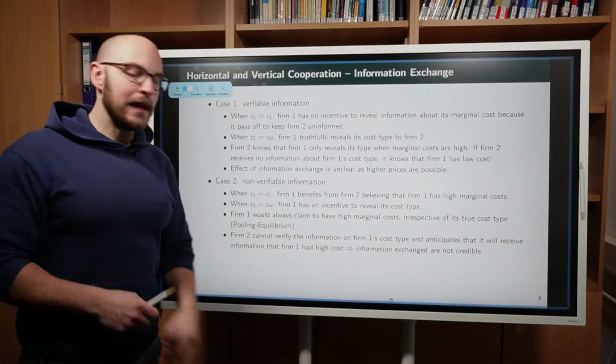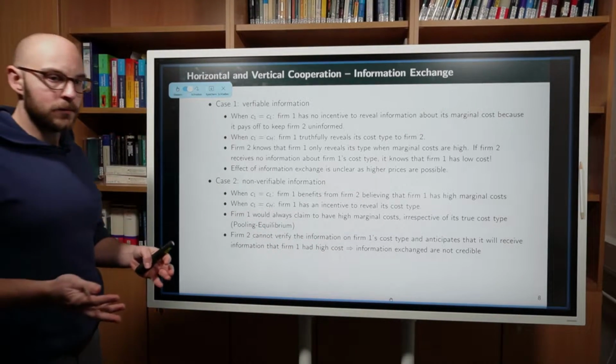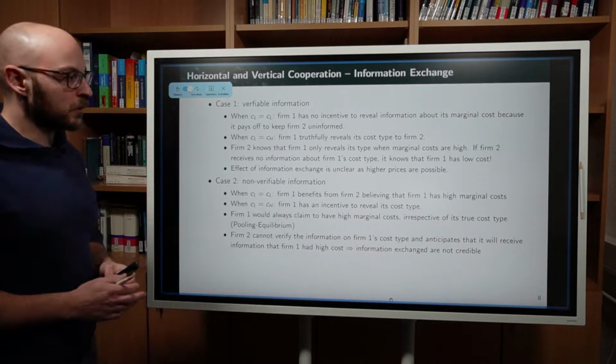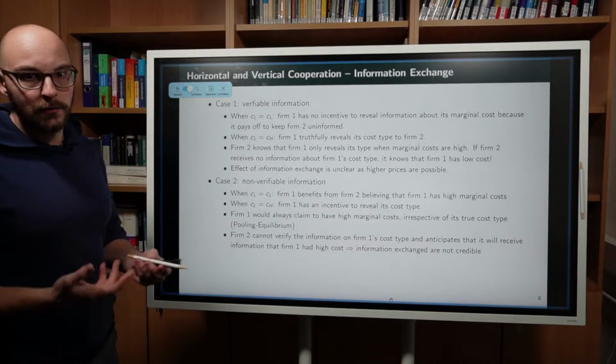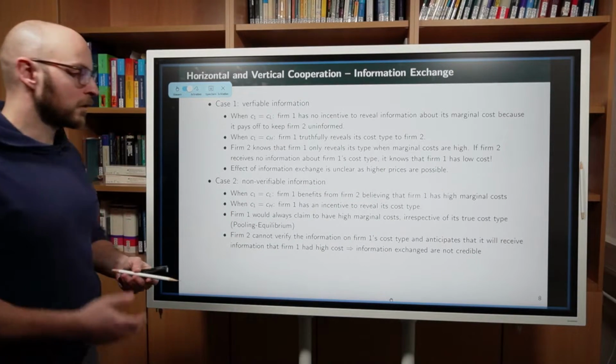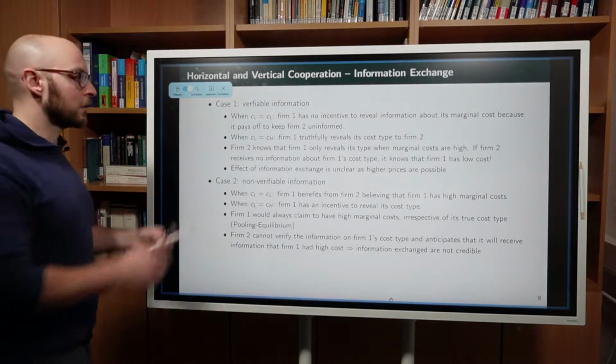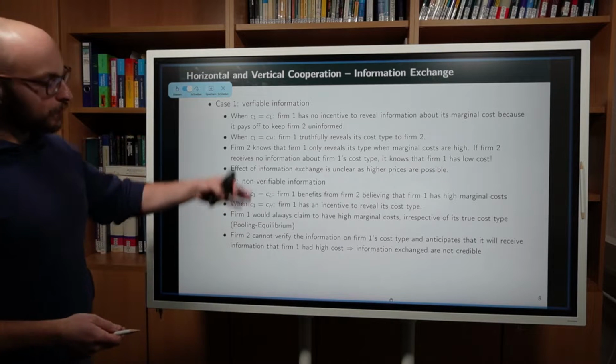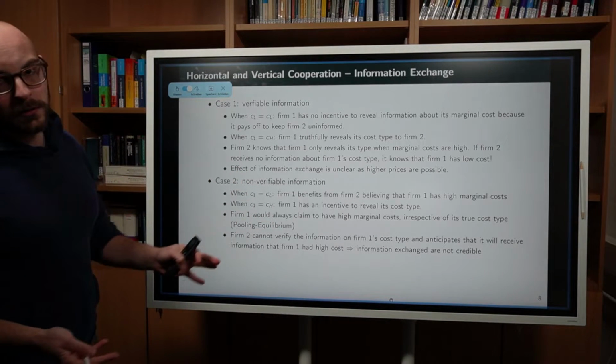In that case, any information exchange would not be credible, and it is disputable whether it would occur in the first place. If there are small costs involved, then the analysis gets a little bit different, but it probably wouldn't occur.